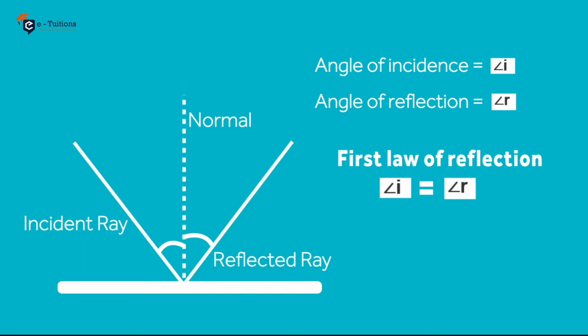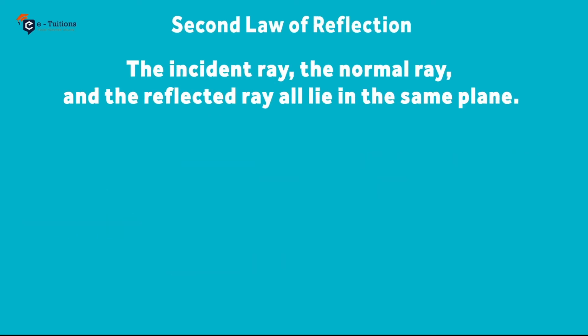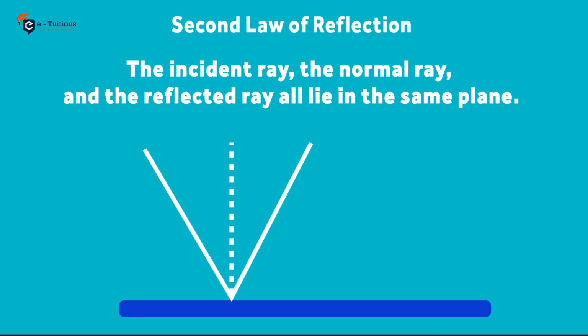So the first law of reflection says that the angle of incidence is always equal to the angle of reflection. The second law says the incident ray, the normal, and the reflected ray all lie in the same plane. That is all about the laws of reflection.